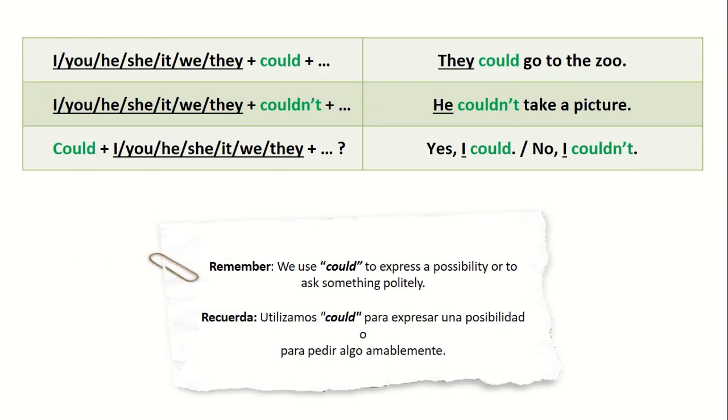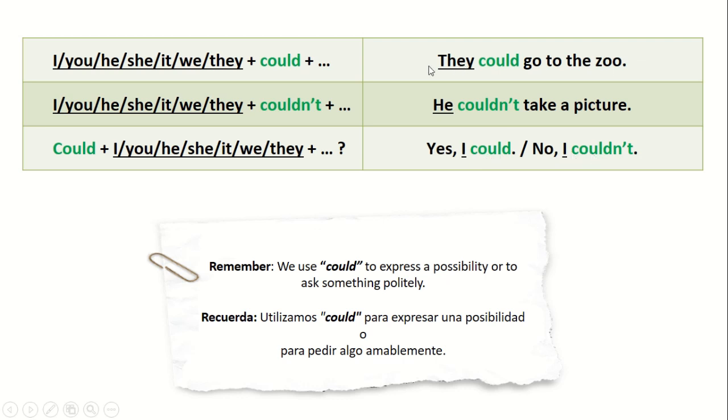We use could to express a possibility or to ask something politely. Utilizamos could para expresar una posibilidad o para pedir algo amablemente. The structure is the person we're going to talk about, then the word could, and then the rest of the sentence. If it is negative, we're going to use couldn't. To ask a question, we're going to use could, then the person we're going to talk about, and then the rest of the question. To answer this question, we're going to use yes, I could, or no, I couldn't. Affirmative or negative way.